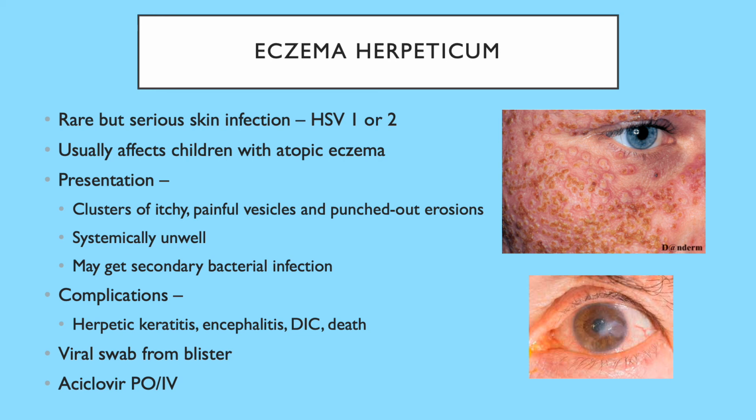Eczema herpeticum is usually diagnosed with a viral swab from the base of the blisters. It's treated with oral or intravenous acyclovir and antibiotics if there is a secondary bacterial infection.